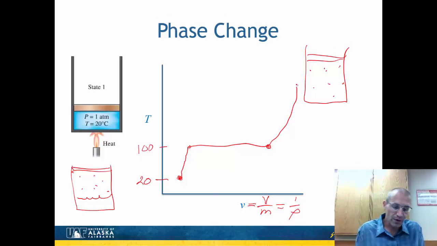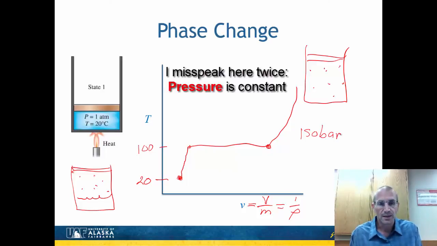So what I've drawn over here is called an isobar, because the pressure is constant. Bar is baric, iso is constant, therefore constant pressure.